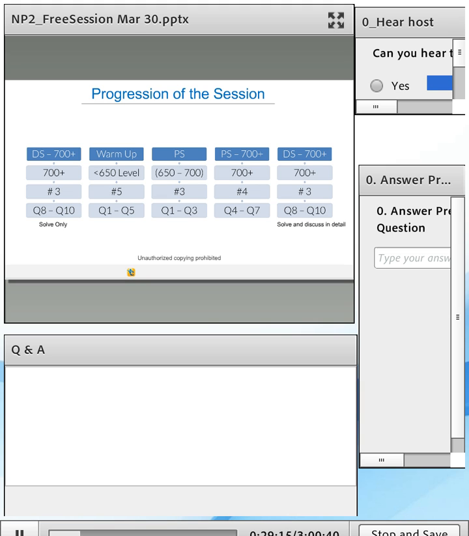And then we'll come back to these questions number 8 through 10, and we will solve them again, and we'll discuss them in detail. Okay. So as I said, as you go through this session, you will learn certain principles that you will be able to apply across the board throughout all of GMAT Quant. Okay. So let's get going with this.